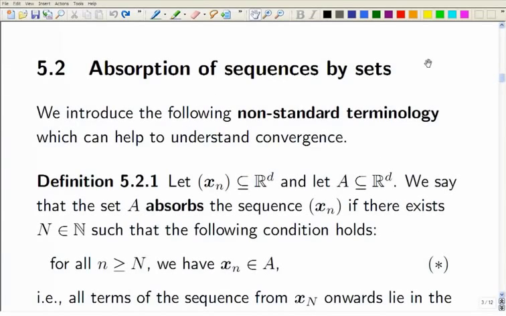So that brings us on to another one of my inventions. So here's a concept that didn't have a name in the literature, so I've given it one. There are some very related terms that are standard, but this particular term, absorption of a sequence by a set, is, as far as I know, my invention. That means other lecturers won't know what you're talking about if you use it, but I found it's quite a useful tool when you're trying to understand how sequences really behave.